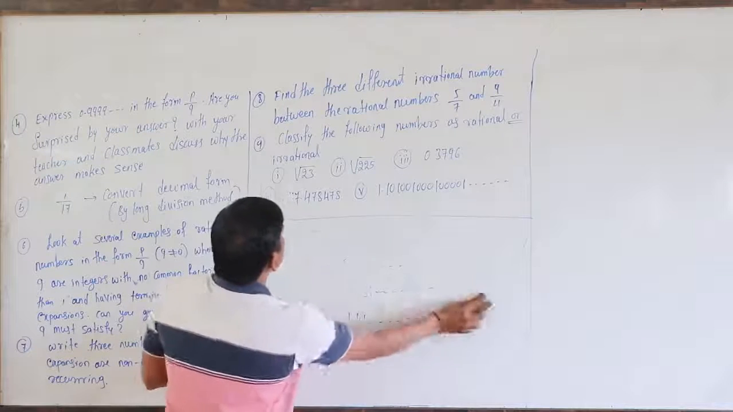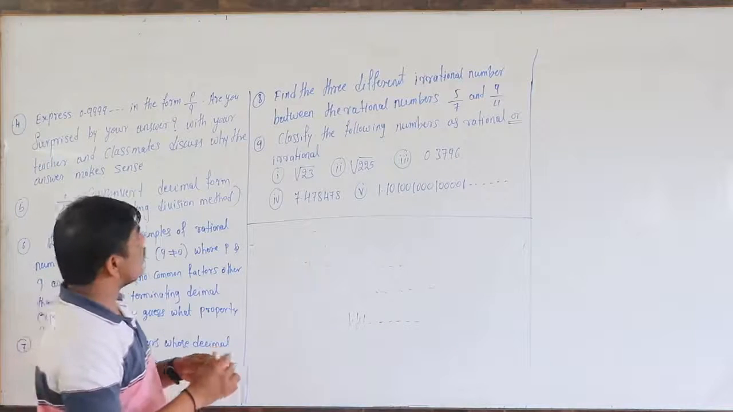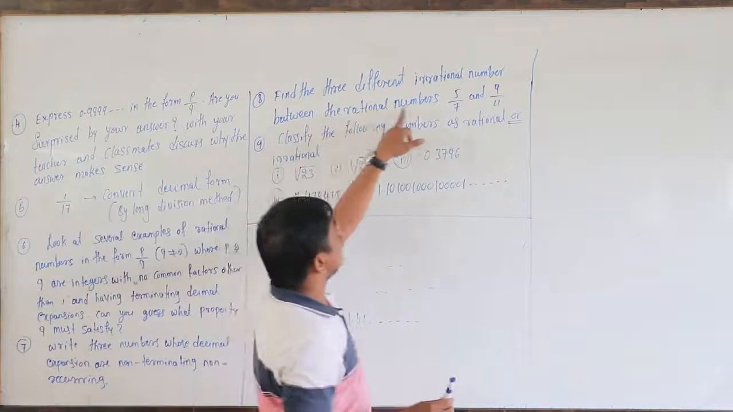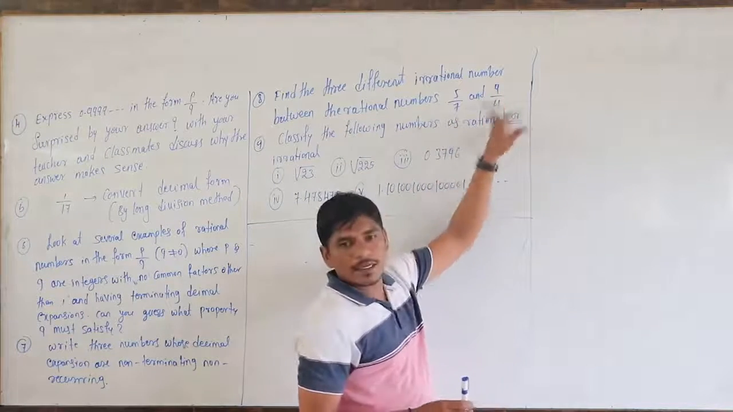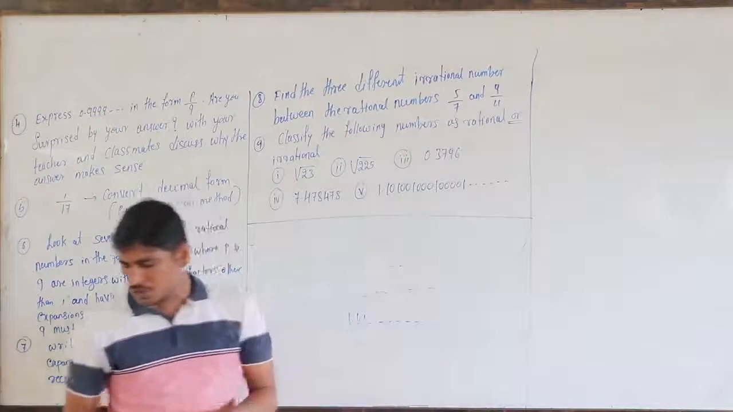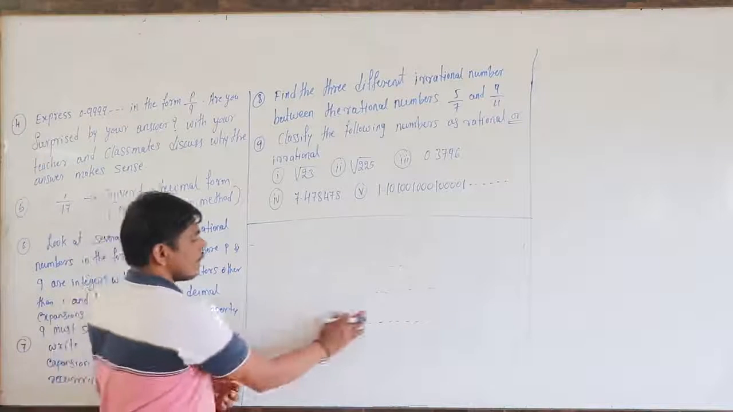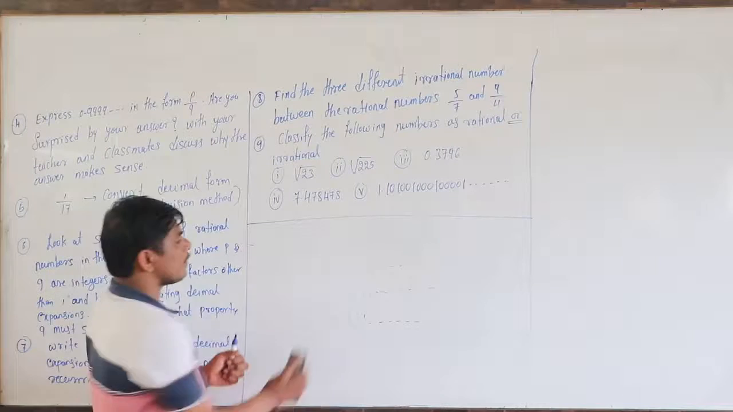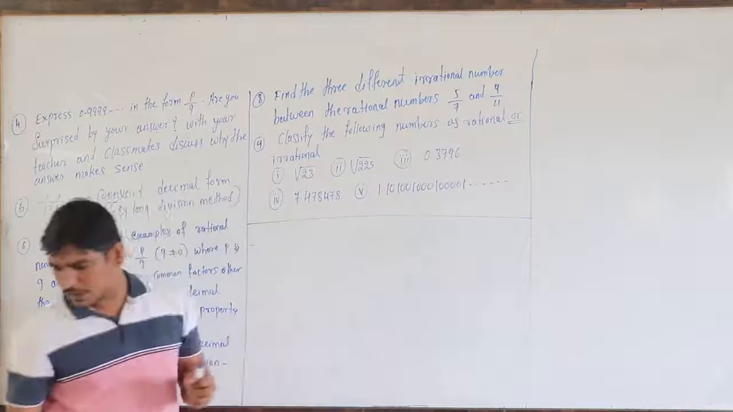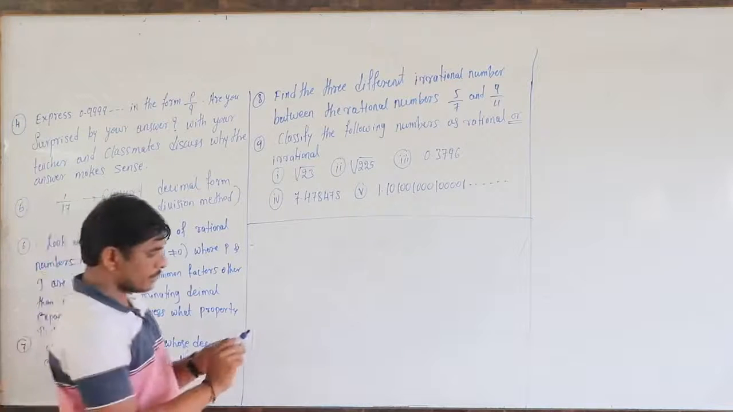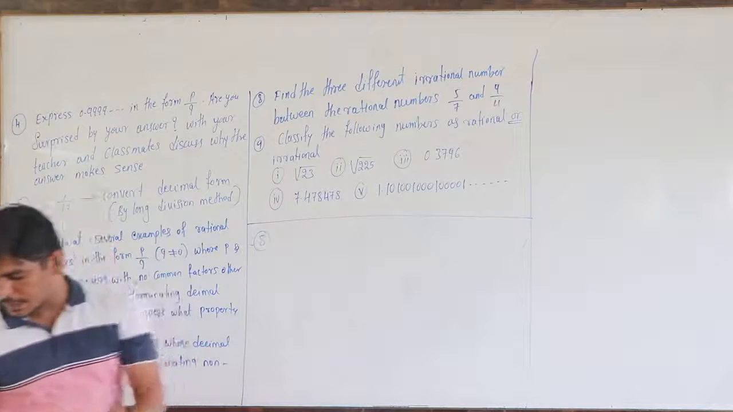The 8th question is: find three different irrational numbers between the rational numbers 5 by 7 and 9 by 11. Here first you have to convert the two numbers into the form of a decimal expansion. The given two rational numbers are here. You have to do it by using the long division method.